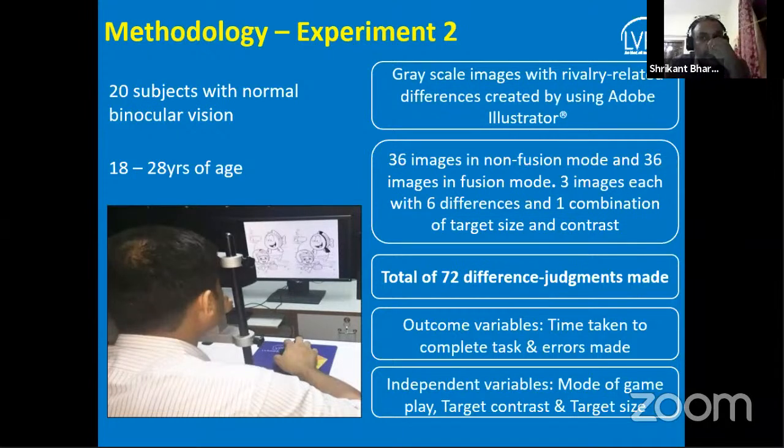20 subjects participated in it. They all had normal binocular vision. They did both the fusion mode and the non-fusion mode, again in the same randomized manner. They made 72 different judgments here because all the images contained only 6 differences. We didn't really want to overwhelm the subjects with too many differences. So whatever I'm going to talk about in the second experiment, it's all with only 6 differences.